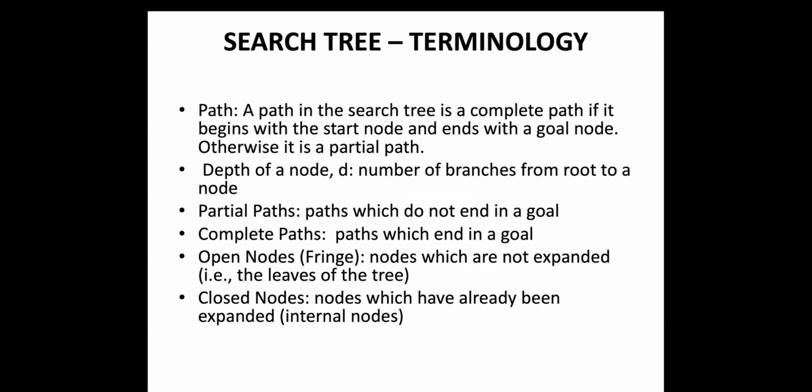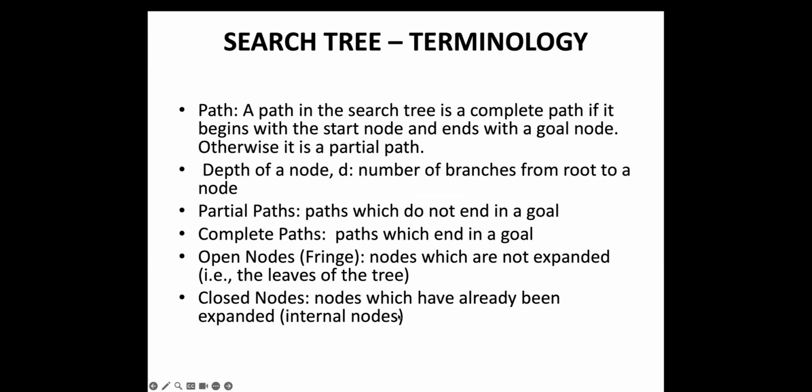Then the other definition, open nodes. The leaves that we have, the nodes which haven't been expanded yet, are called open nodes, or fringe nodes. So the nodes at the end of the tree, the leaves, are open nodes. Why? Because they haven't been expanded yet. Don't worry if this concept of expansion is not clear. Very soon we'll look at an example and it will make sense.